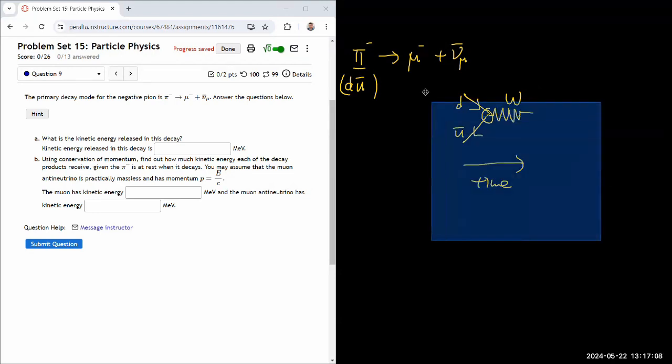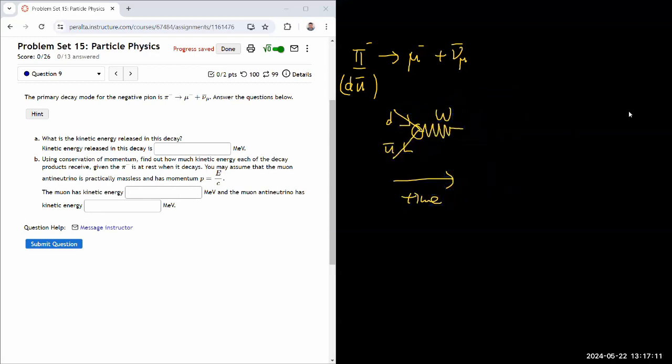And let me just modify this for the complete diagram. So these two annihilating would result in a virtual W minus boson. Virtual because up and down quarks don't have enough energy to produce a real W boson. And this virtual W boson will decay into two leptons, a muon and a muon antineutrino. So muon there is the particle, and the neutrino would be the antiparticle of that. So this is the Feynman diagram for the process.